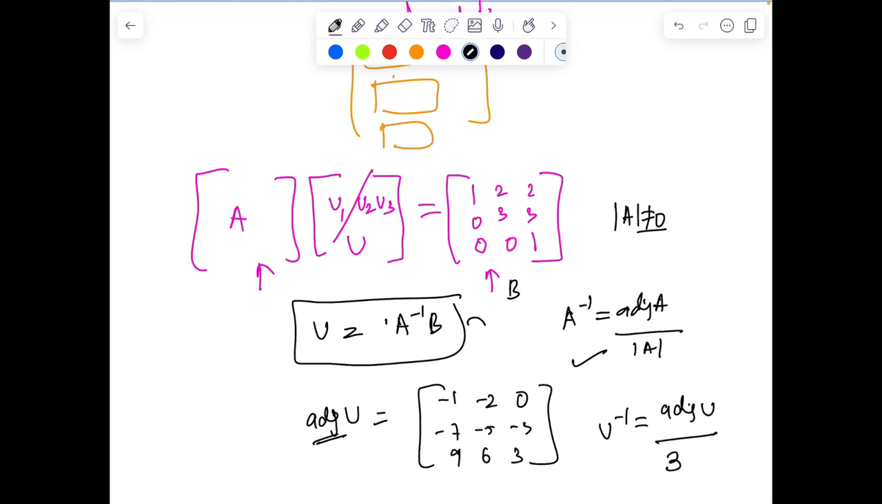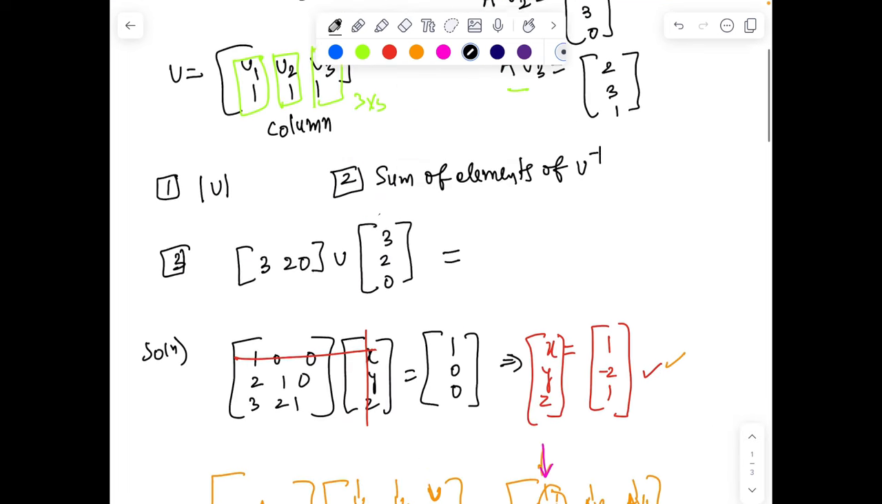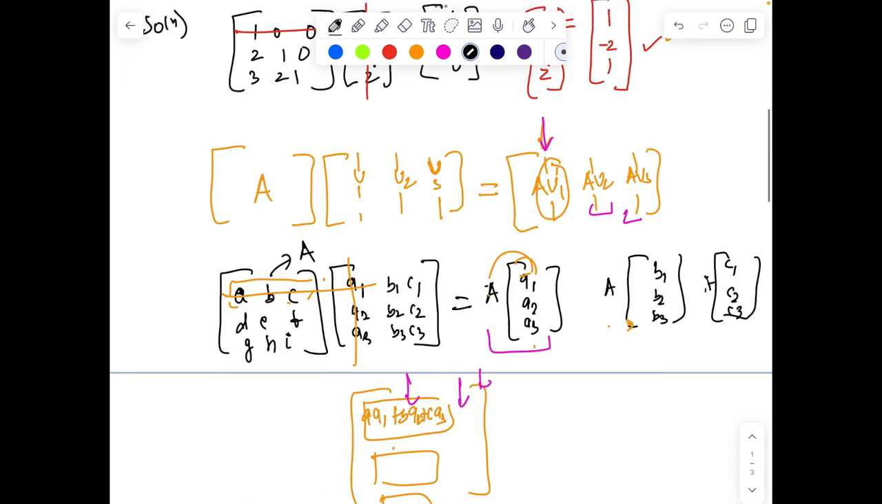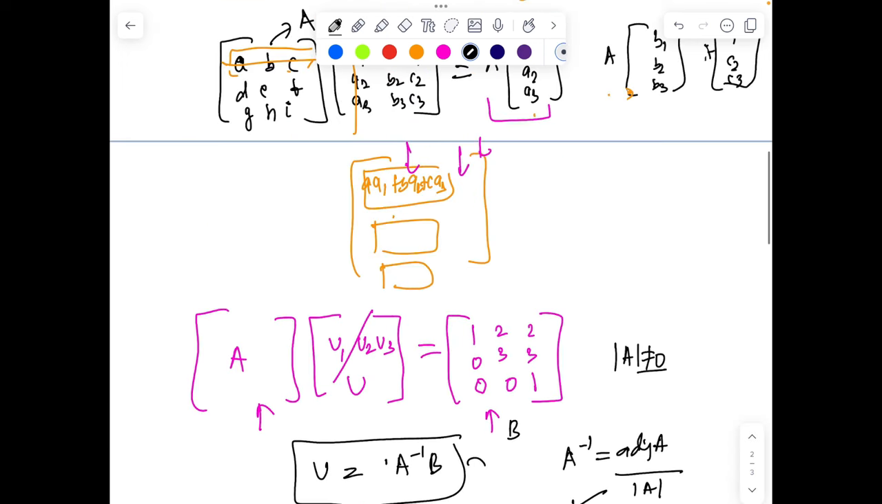So hence U inverse, which is fundamentally the adjoint of U, we'll get that divided by 3. Right, and the sum of elements of U inverse, if you'll see, is going to be 0. So this quantity is 0. Now what's det of U?